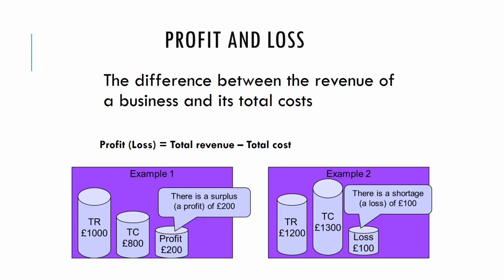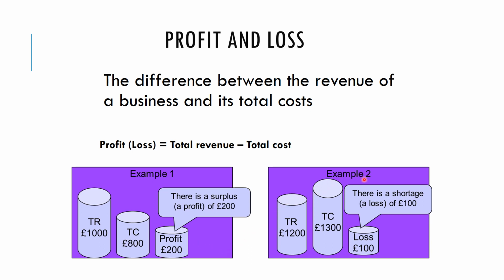Let's have a look at an example. If we have a look at an example on the left-hand side here, we've got total revenue of £1,000. We've got total costs of £800. So if the business is receiving £1,000 and spending £800, it has £200 left over. And because it's positive, we call that profit. Woohoo!